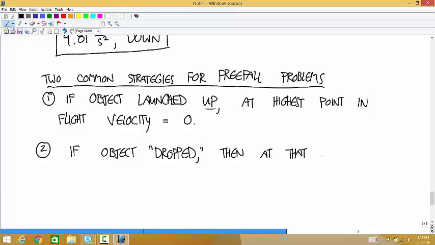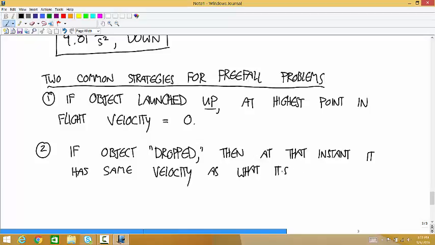then at that instant, it has the same velocity as what it was dropped from, the vehicle or whatever. So if you're in an elevator that's moving up at 2 meters per second and you drop something, at the instant you drop it, it's moving 2 meters per second up. And if you're in a helicopter, and you drop something out the window, at that first instant, its velocity is whatever the velocity of the helicopter is. If you're on something that doesn't move, a bridge or whatever, and you drop something, the bridge's velocity is 0, so the object's velocity is 0 when you drop it.